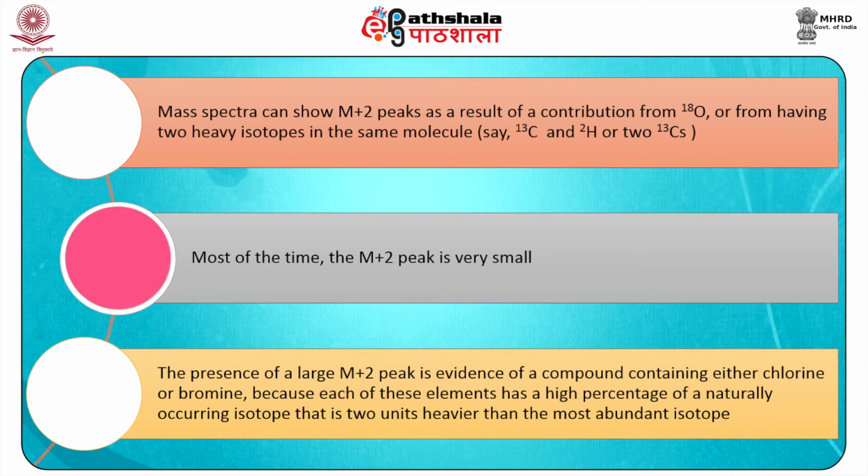Most of the time the M+2 peak is very small. The presence of a large M+2 peak is evidence of a compound containing either chlorine or bromine, because each of these elements has a high percentage of naturally occurring isotopes that is 2 units heavier than the most abundant isotope. This is majorly observed in compounds containing bromine and chlorine. That is why we always say that it is important in the halogens case.